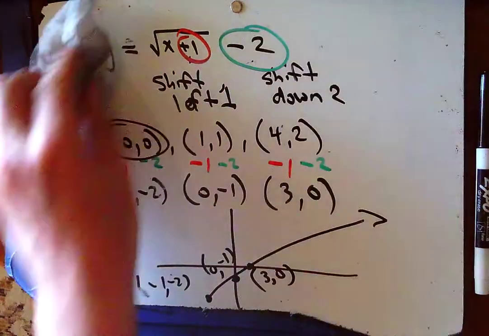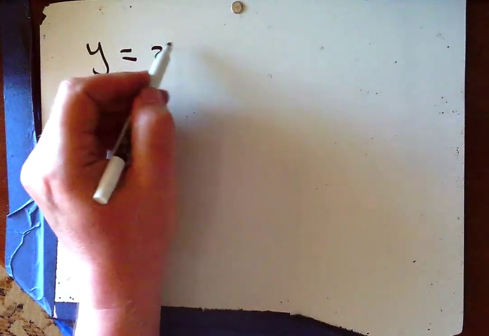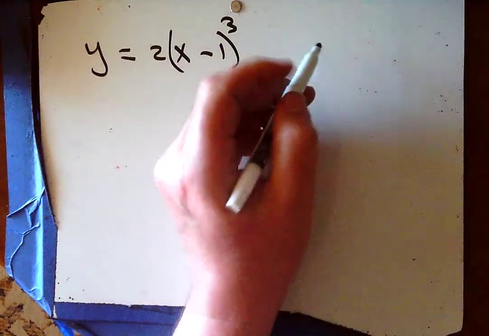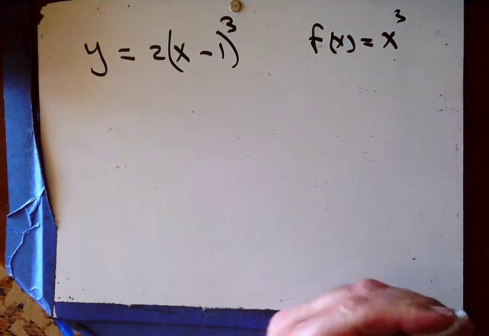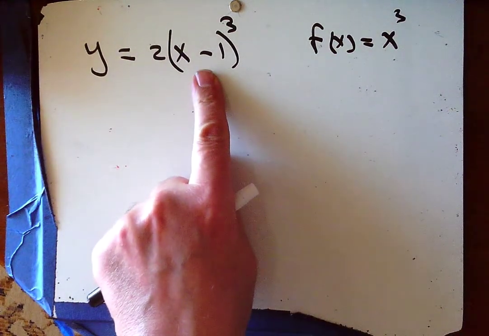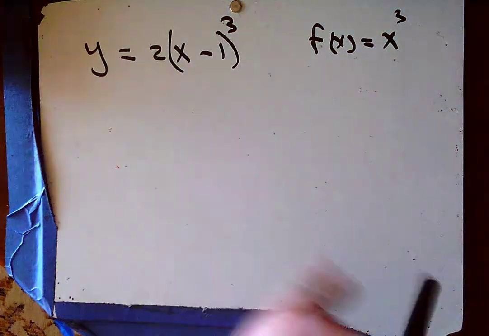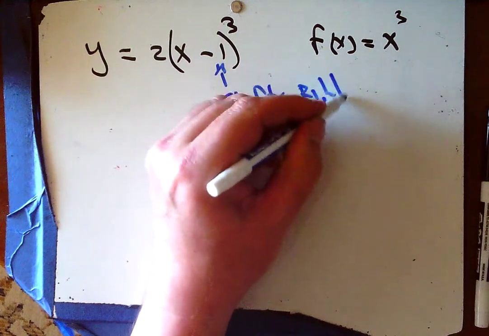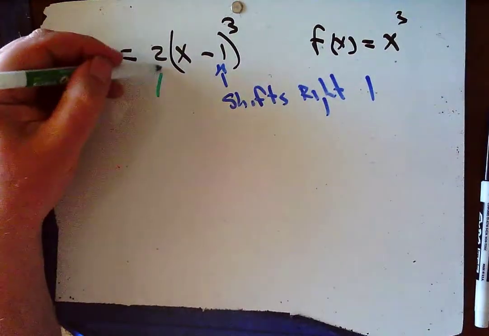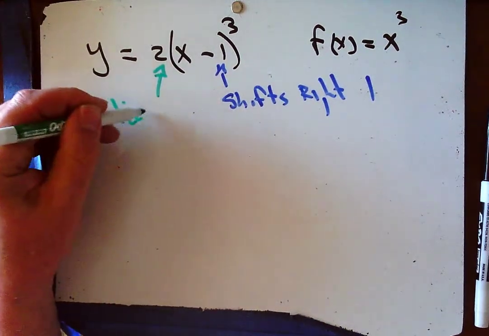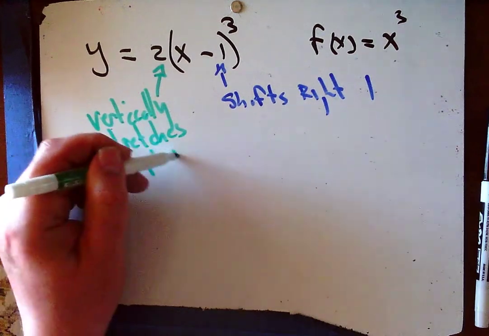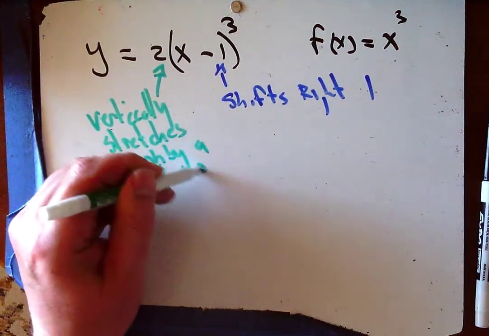Great. That's nice. And if I have something like this, y equals 2 times x minus 1 cubed. Again, I see this is just a transformation of my reference graph, x to the third. This is inside the function, so it affects x values. This is outside the function, so it affects y values. I know that this shifts right 1, and I know this, because this is bigger than 1, vertically stretches the graph by a factor of 2.